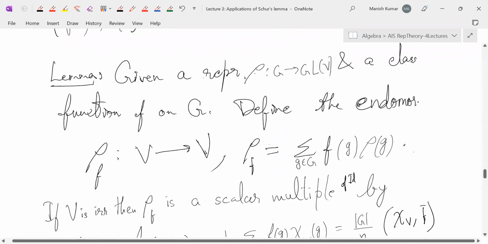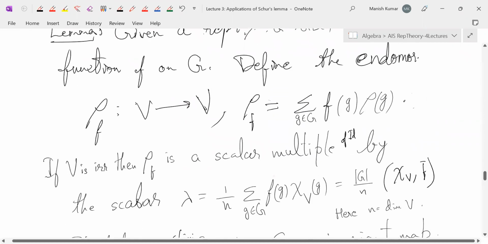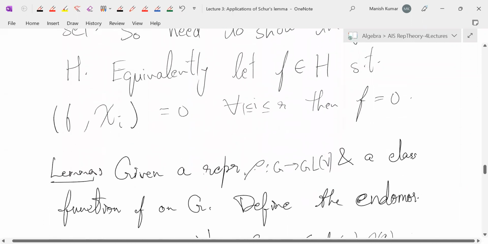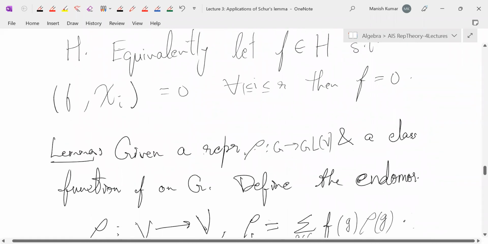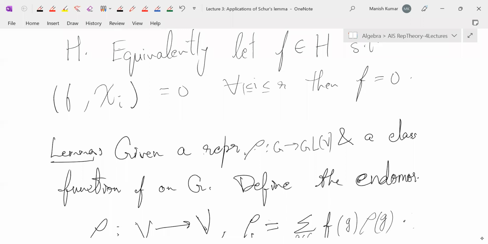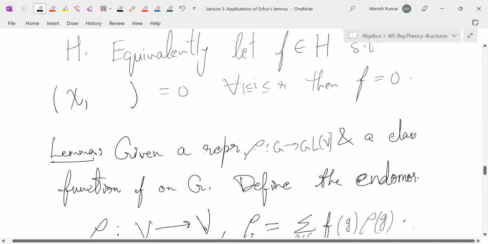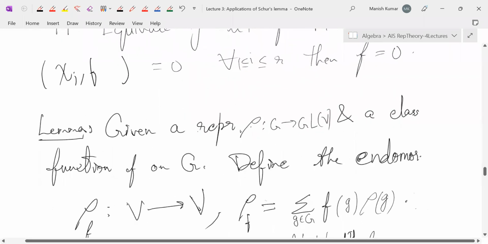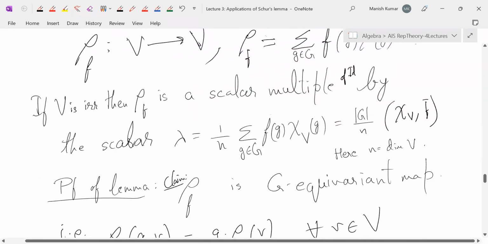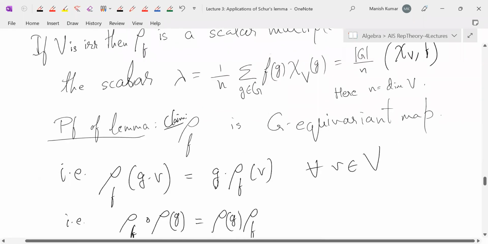So let's see the proof of this lemma, and then once we know the proof of this lemma, we will come back and complete the proof of this statement, that if f comma chi I is 0 for all irreducible representations, then, maybe here I may have to change. So I'll just say prove that chi I comma f is 0, then f must be 0. Okay, so let's see the proof of this thing.